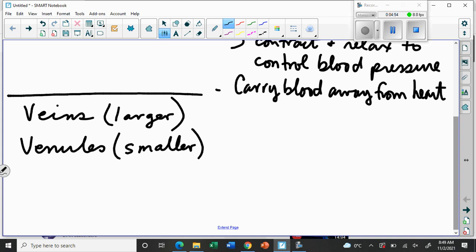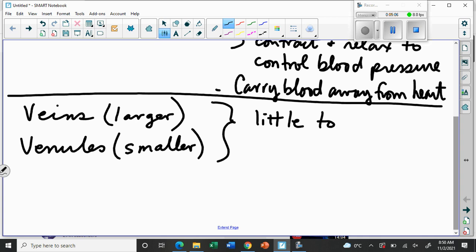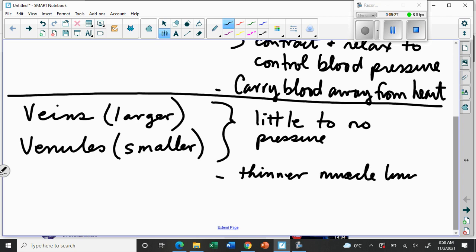So I'm going to put a line up here to differentiate. Okay? So the veins are under little to no pressure. There's very little pressure inside veins. So that means that they are thinner. They still have muscles in their walls, thinner muscle lining. You don't really need to contract it.